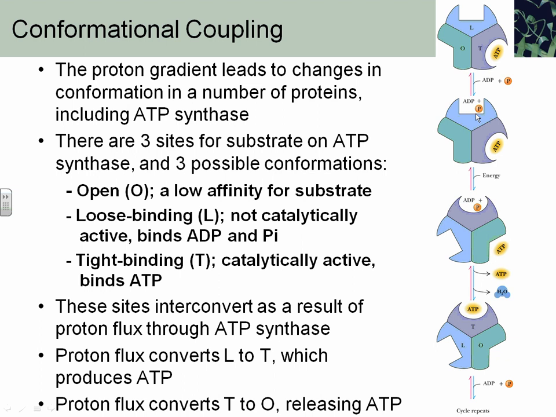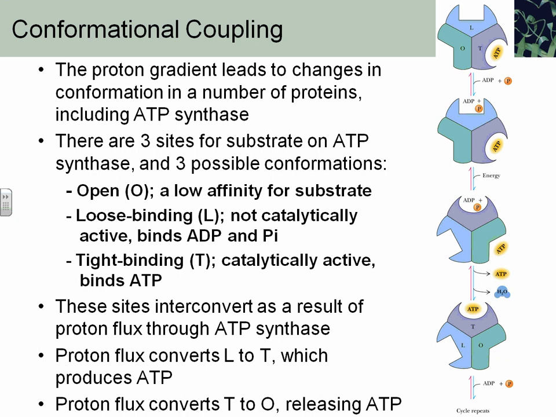Then another proton flows through, changes conformation again, and that ADP and that phosphate are going to be put into close proximity to each other, and the catalytic reaction will occur that combines the ADP and the phosphate. Then a proton moves through, another conformational change. Now we are in the T or tight binding conformation. This is the point when ATP is finally going to be released.